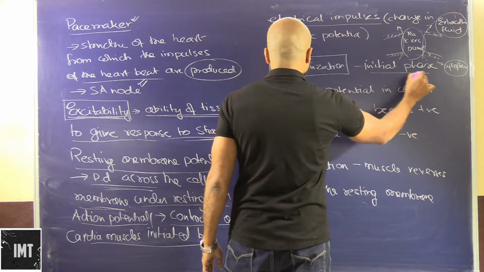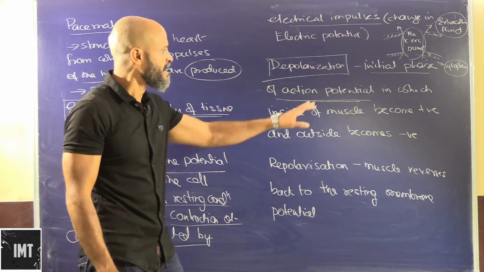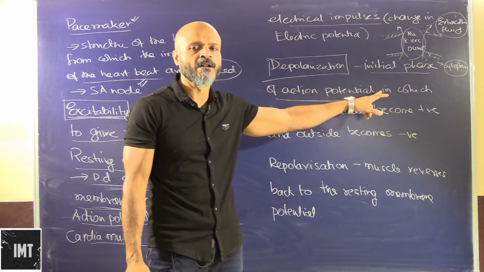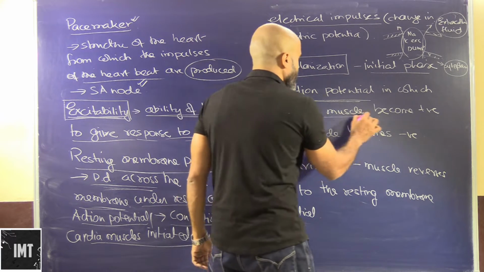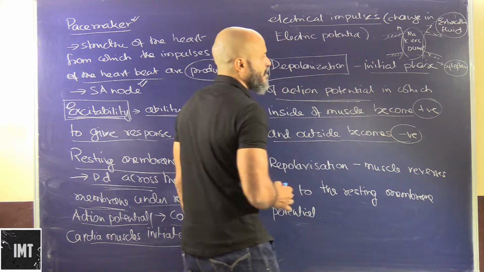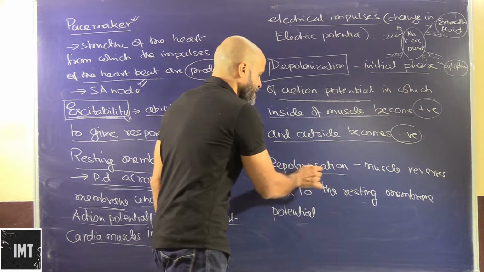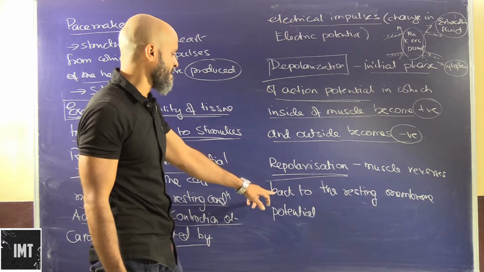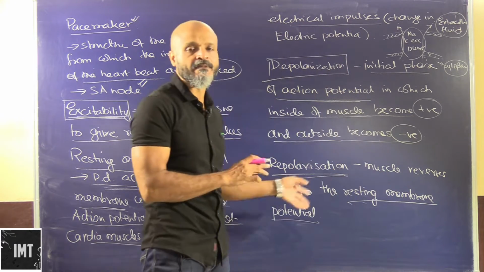Depolarization is basically the initial phase of action potential. The action potential is still not being generated, so just the initial phase is known as depolarization, in which the inside of the muscle becomes positive and the outside becomes negative. Repolarization: what is repolarization? The muscle reverses back to the resting membrane potential.